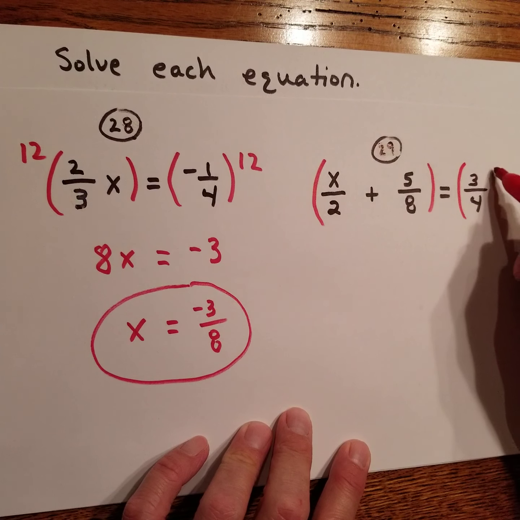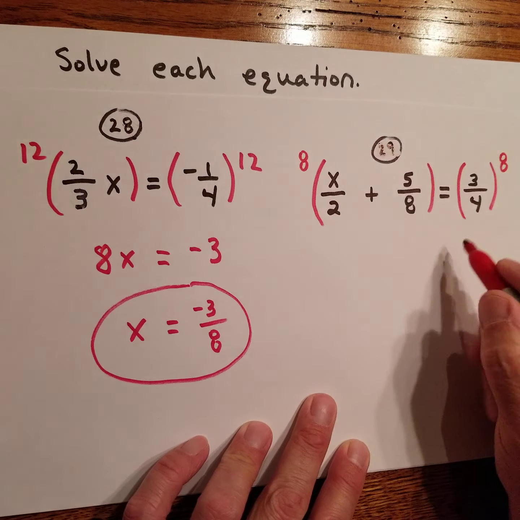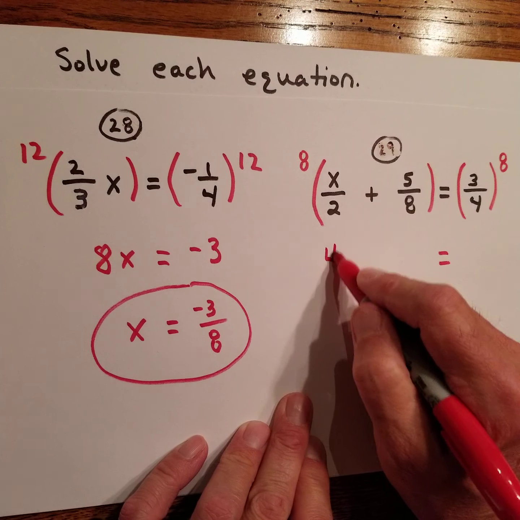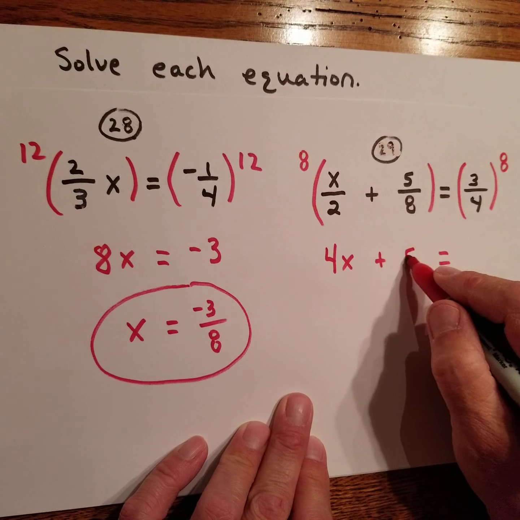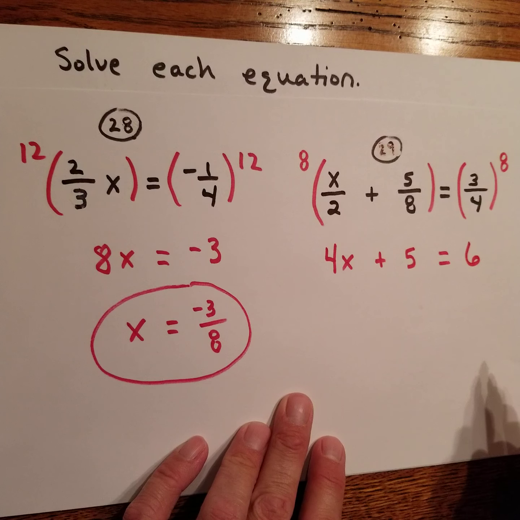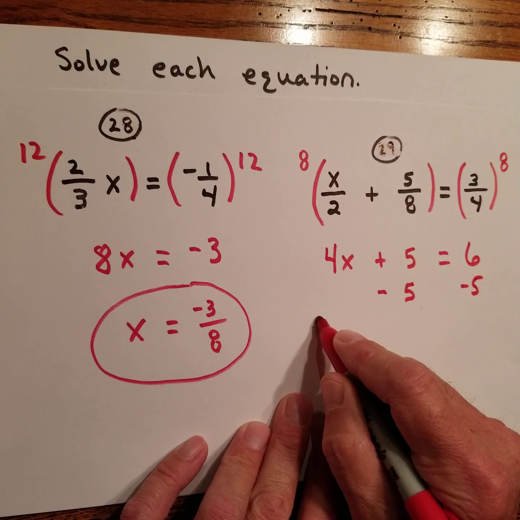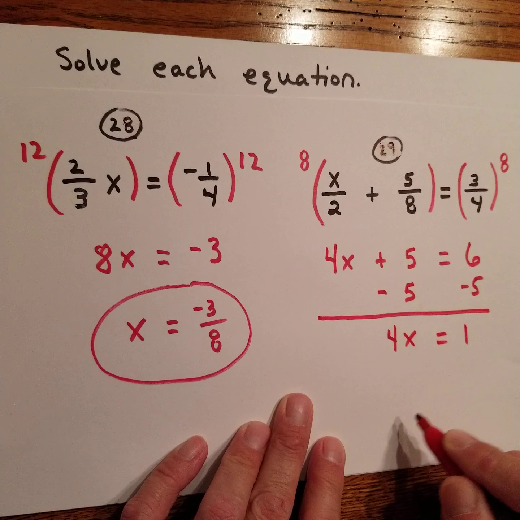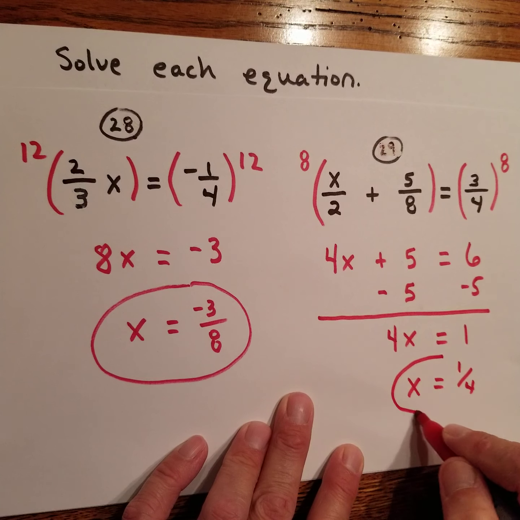Here my common denominator can be 8. Two goes into 8 4 times. 4 times x goes there. 8 goes into 8 once. 1 times 5. 4 goes into 8 twice. 2 times 3 is 6. Now the inverse of addition is subtraction. And when I divide, my answer is again a fraction.